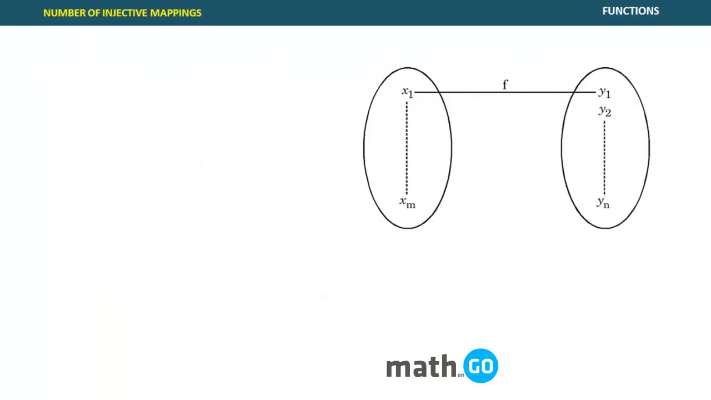Now let's take a very important problem. You find the number of injective mappings, or the number of 1 1 functions, in this particular case. It says this is a mapping going from A to B, so f is a function which goes from A to B. A has m elements, B has n elements. You need to find how many 1 1 mappings could be possible. It's basically a PNC problem, but very, very important. So let's see how we apply PNC over here.